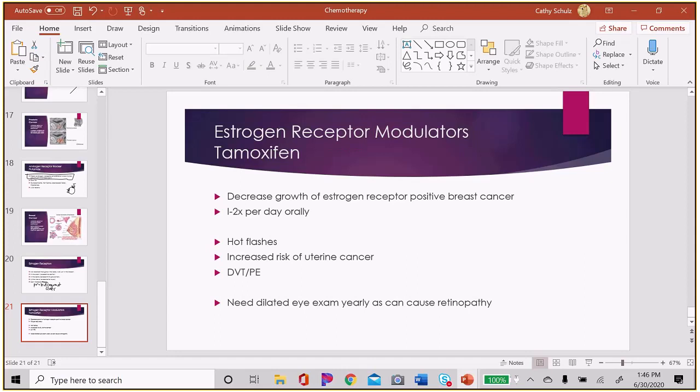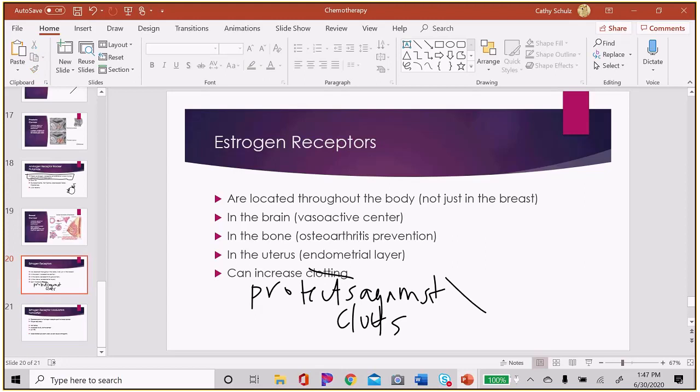So tamoxifen is a selective estrogen receptor modulator. That means it activates some estrogen receptors and blocks other estrogen receptors. When we talked about the androgen receptor medication, that medication blocked all androgen receptors. It didn't just block some of them. This estrogen receptor medication blocks only some of those receptors. It blocks the breast ones, which we wanted, but also the brain ones.